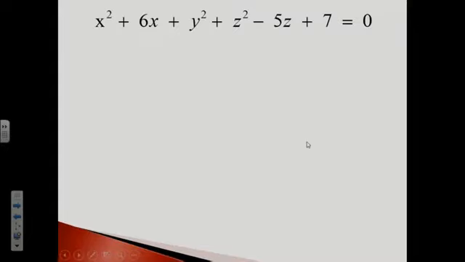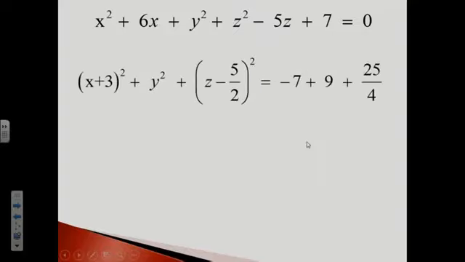A sphere may be centered at a point other than the origin, and the resulting equation may look different. Show that the graph of the equation x squared plus 6x plus y squared plus z squared minus 5z plus 7 equals 0 is a sphere, and find its center and radius.